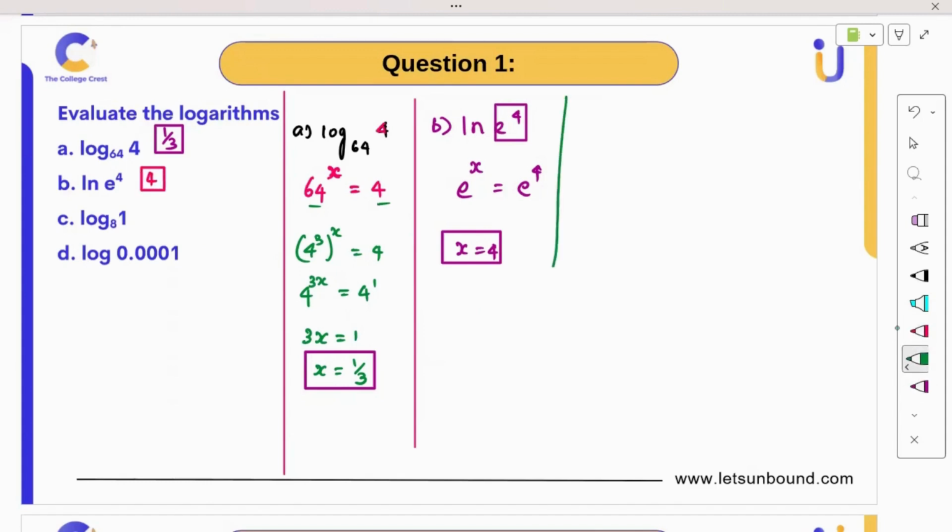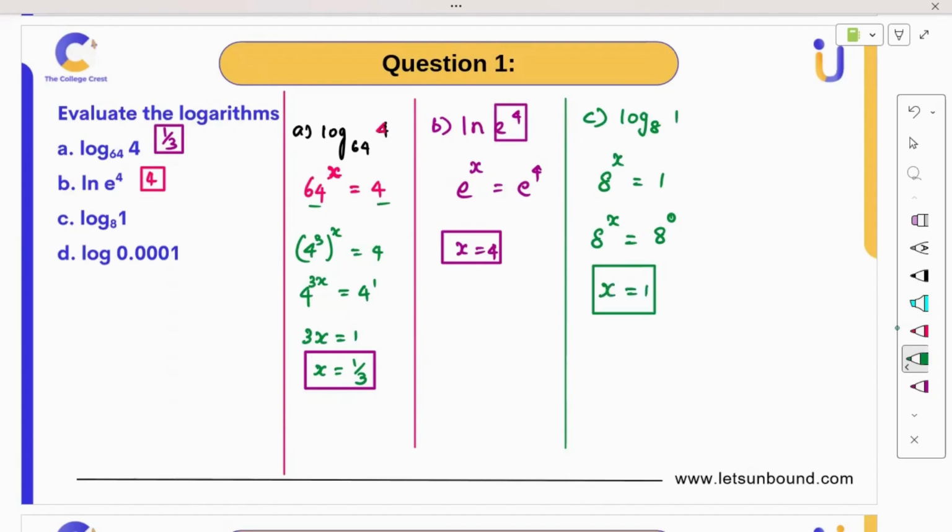Okay, moving to C. Log with base 8 of 1. 8 power something gives you 1. What is that? Let's make base 8 on both sides. 1 can be written as 8 power 0. So x is equal to 0. We have also seen this: whatever your base, if your input is 1, the log is going to be 0. Now the last part, D.